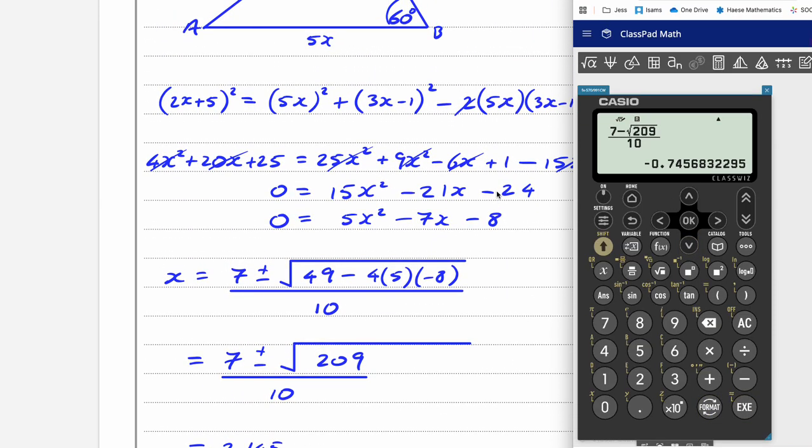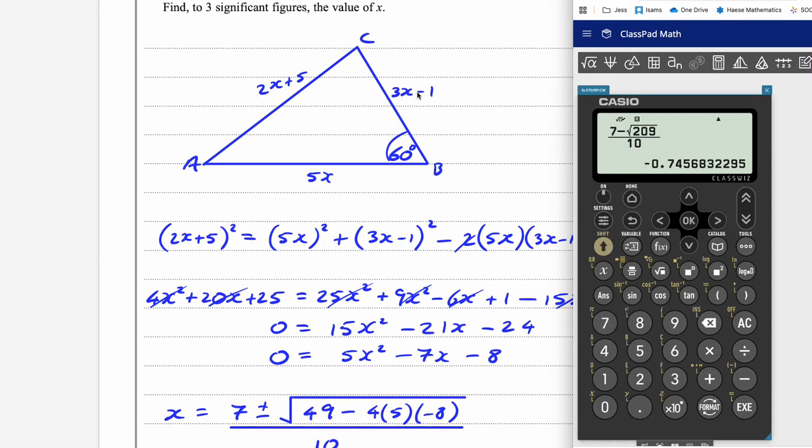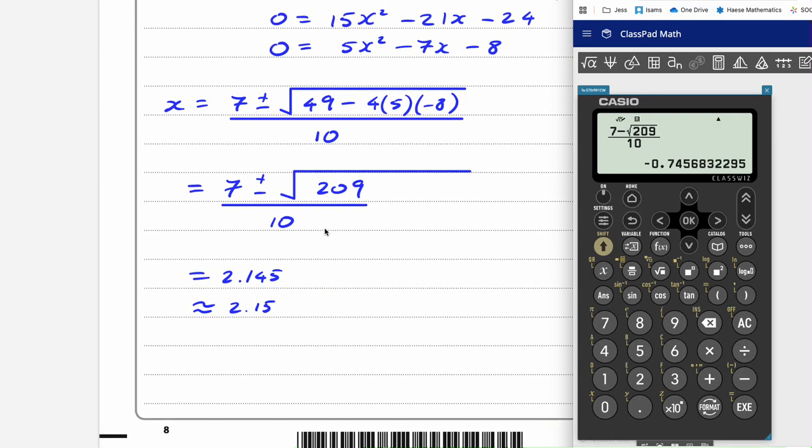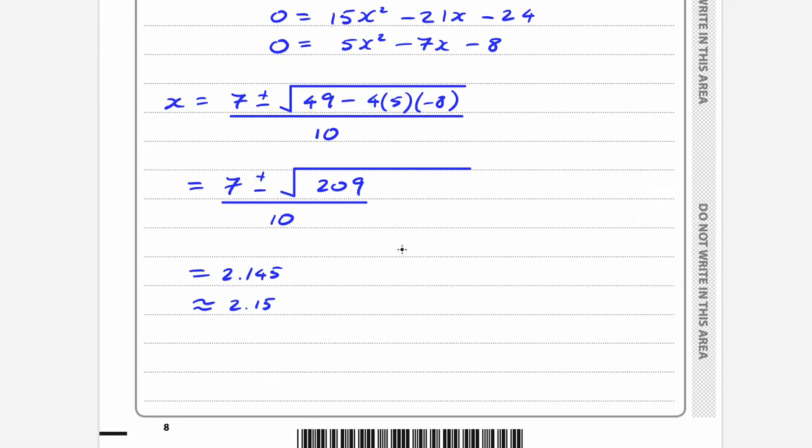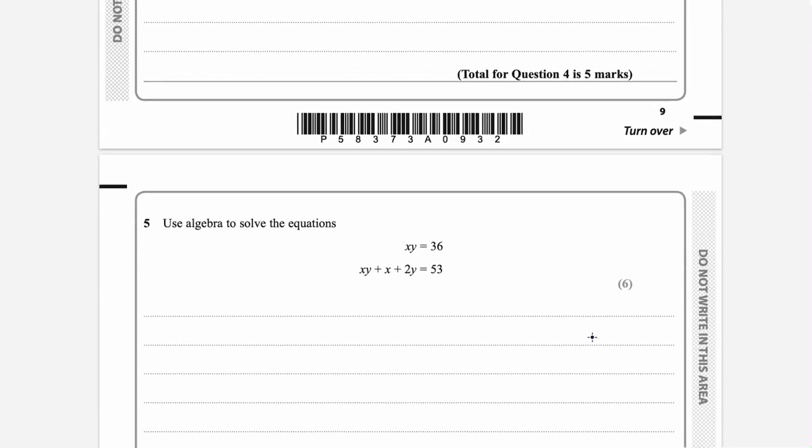a negative value, which is not good, because if I put a negative value here or here, I get negative lengths, which means, put a note here actually, guys. Reject negative solution as x is greater than 0. Okay, that, guys, is question 4.